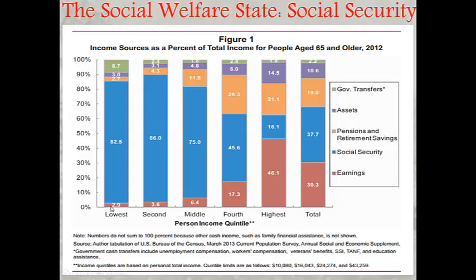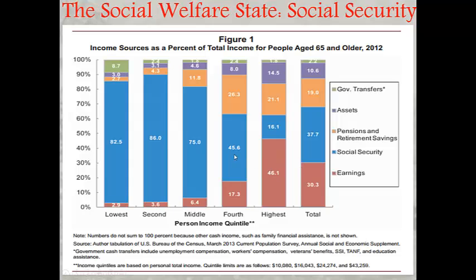For people in the lowest, second, and middle income quintiles, right? So if you divided all the earners in the United States into five equal tranches, these would be the main ones. So the quintile limits are $10,800, $16,043, $24,000, and $43,000. So everybody here is making below about the median income. These people are making above the median income by a good bit.